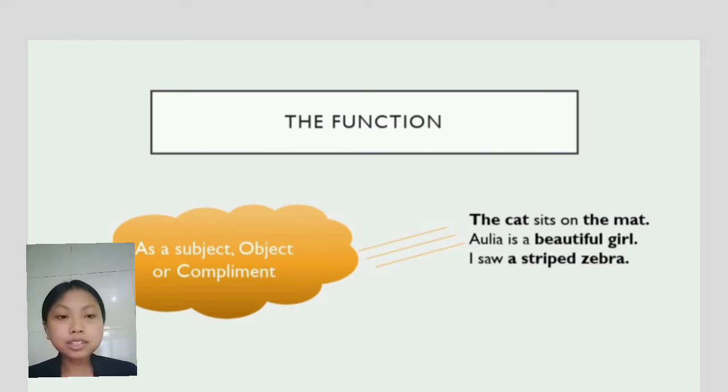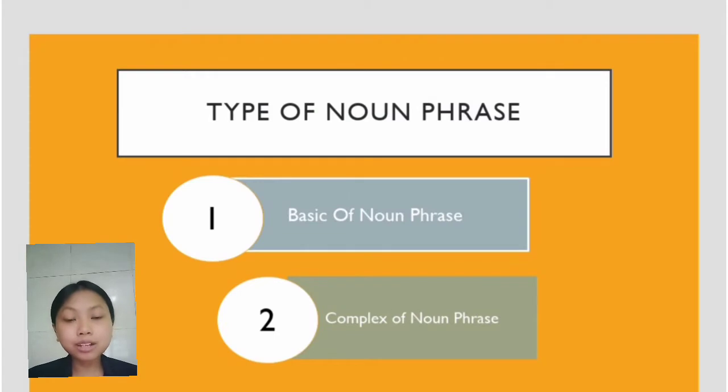And for the third, its main component is a noun. And then for the last material, it is about the type of noun phrase, which consists of two types. The first one is basic noun phrase and then complex noun phrase.